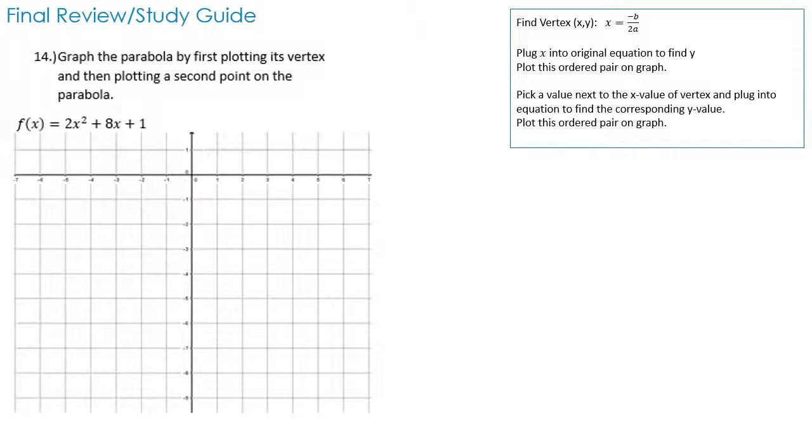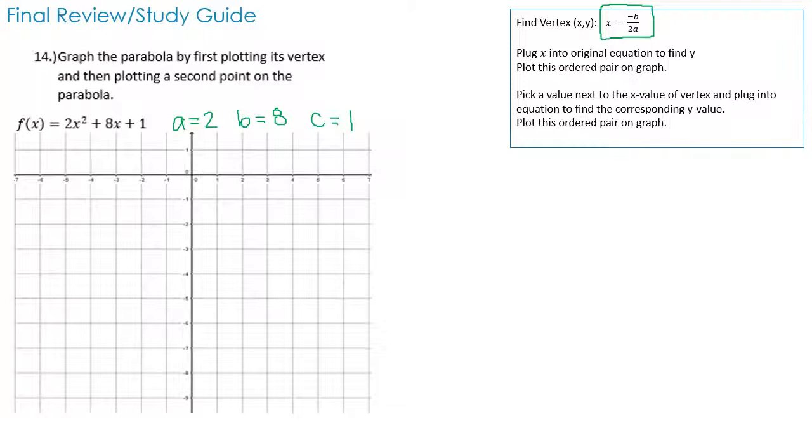For number 14, we want to graph the parabola by first plotting its vertex and then plotting a second point on the parabola. If we're given f of x is equal to 2x squared plus 8x plus 1, so in order to find the vertex, to find our x value, we use our handy dandy little formula over here. X is equal to negative b over 2a. So we need to know what our b and our a are. So our a is the number times the x squared, which is 2. Our b is the number times the x, which is 8. If we needed our c, we'll list it out there too. So our c is that 1.